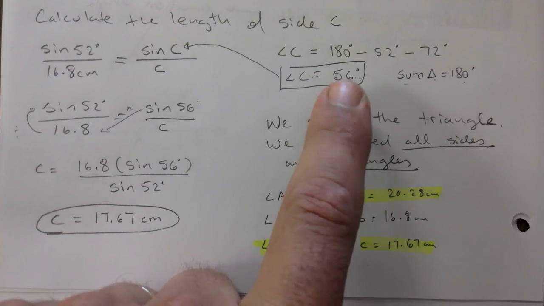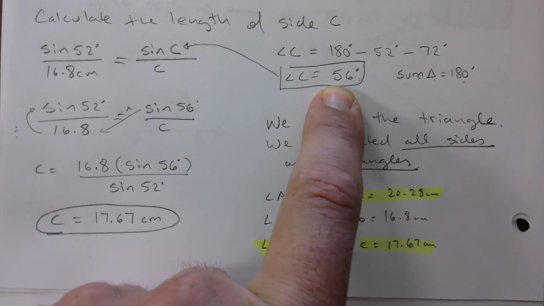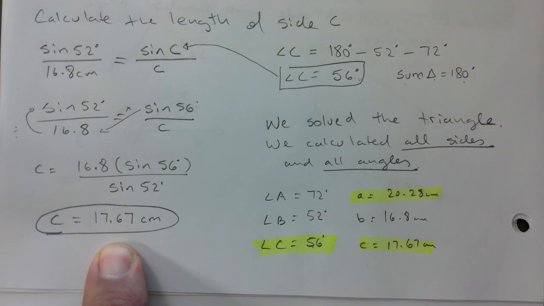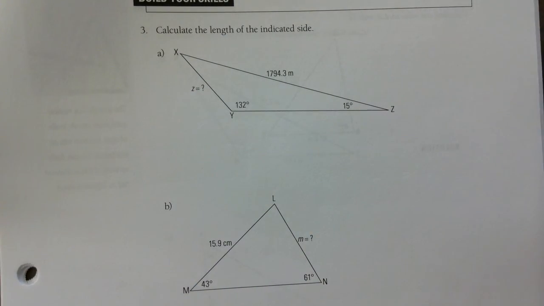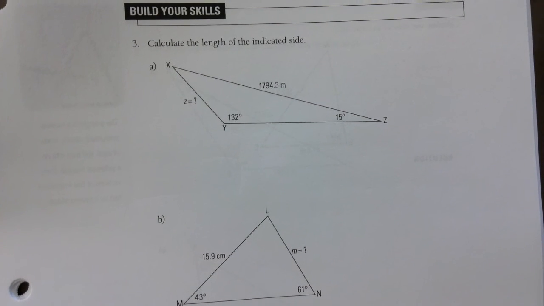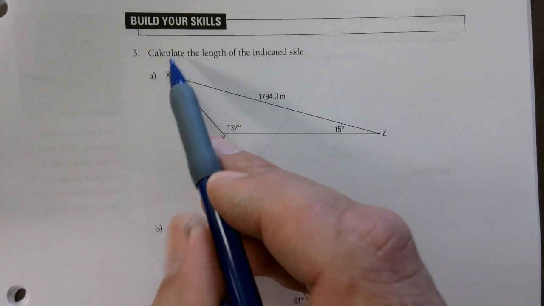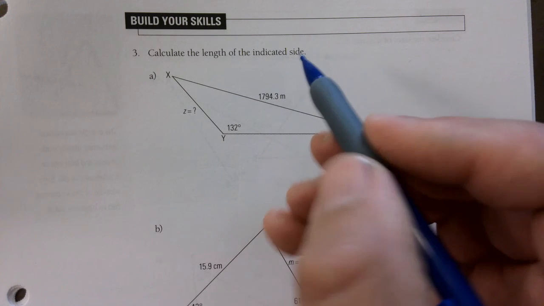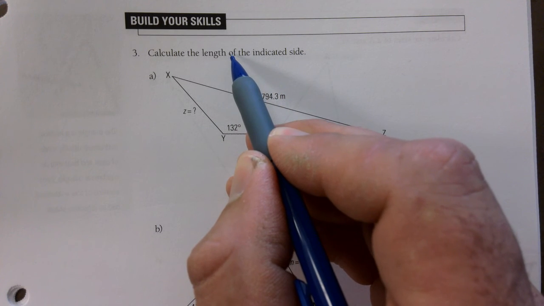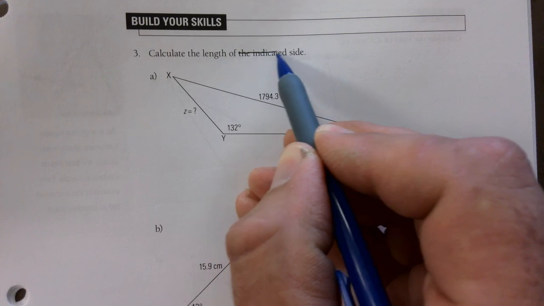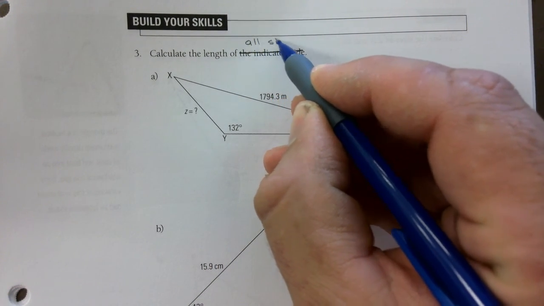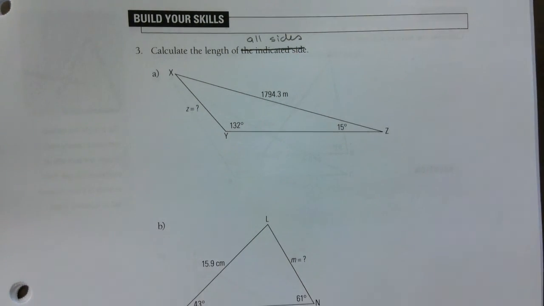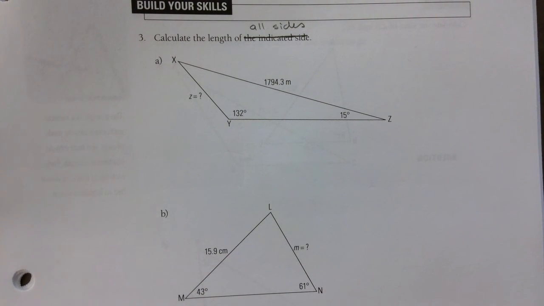So sometimes you're going to have to find extra angles in order to actually solve. Okay. So let's go to the back side here. And I want you to make a modification here. It says calculate the length of the indicated side. I want you to scratch the indicated side. And I want you to write down all sides. I want you to solve for each triangle.